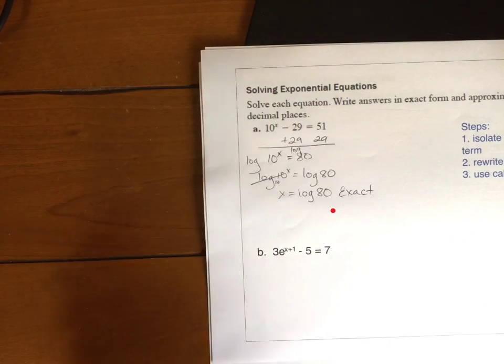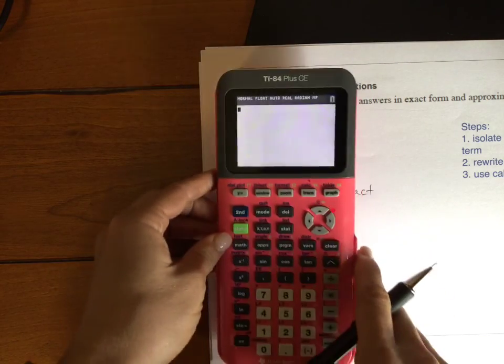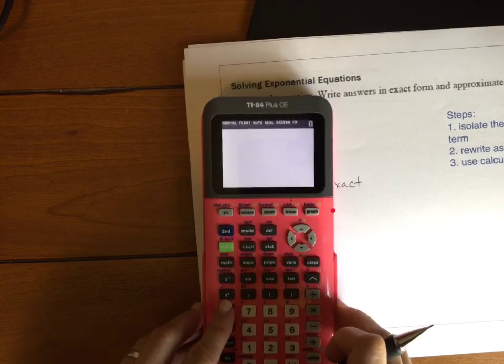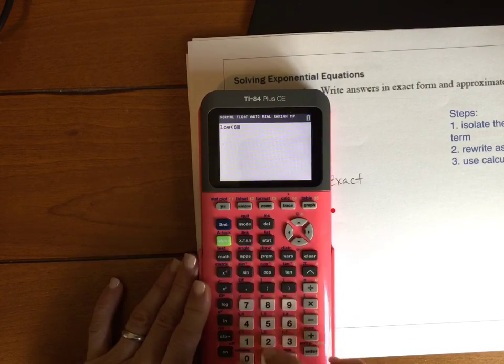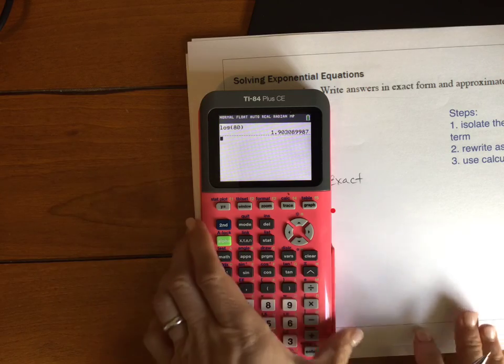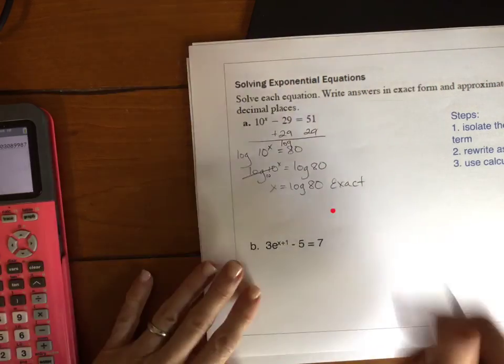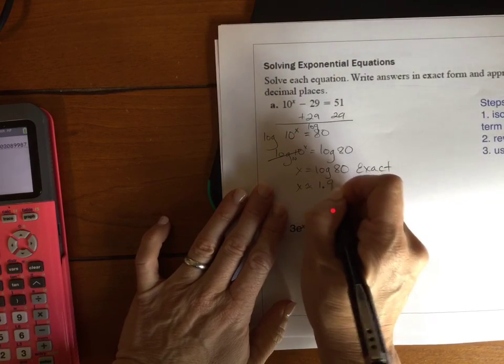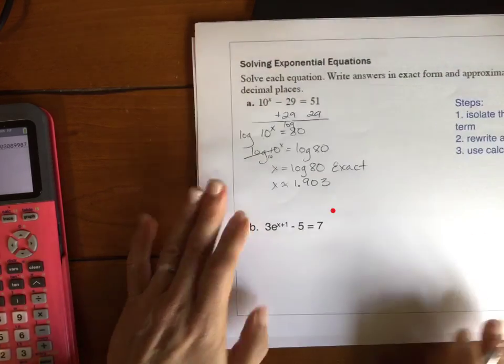And then if you want to find the approximate, you're going to use your calculator. You have your log button right there, log 80, and we get about 1.903. So my approximate is about 1.903.